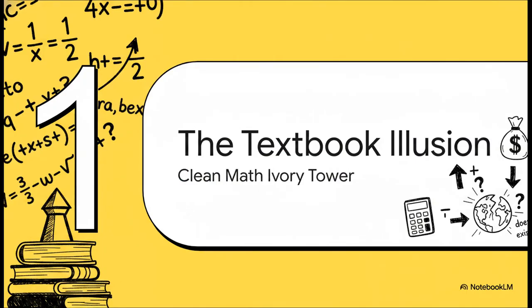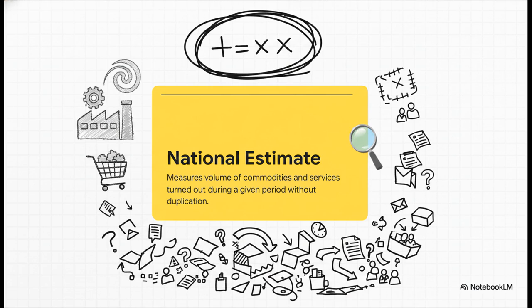Section 1. The textbook illusion, the clean math of the ivory tower. Let's start with how things are supposed to work in theory, right? Right before we show you how quickly all of that completely falls apart in practice. Just look at this definition from the Government of India's National Income Committee established way back in 1949. It confidently states, a national estimate measures the volume of commodities and services turned out during a given period counted without duplication.